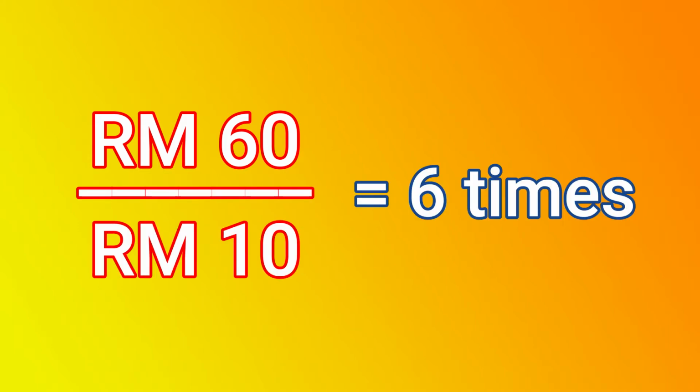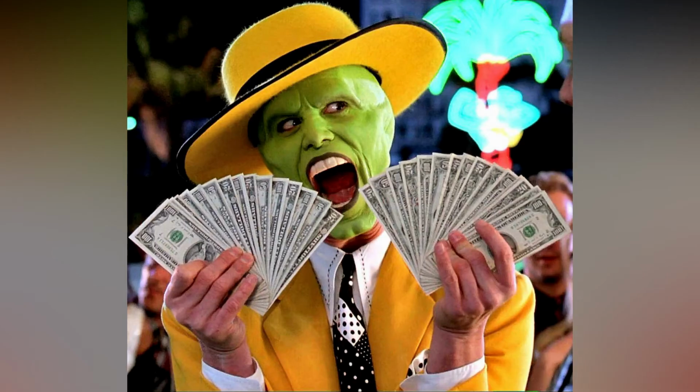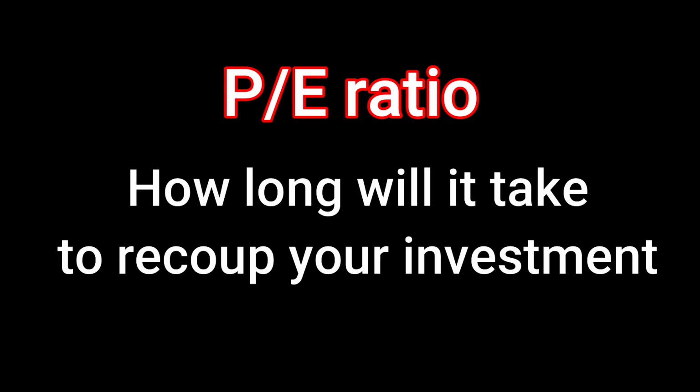You take the money that you have invested in the hair shaver and you divide by the cost of cutting your hair. It means if you use the hair shaver 6 times, you have actually covered your cost of investment. And if you use it more than 6 times, you are indirectly earning a positive return on investment. In other words, the PE ratio can tell you how long it will take for you to recoup your investment.